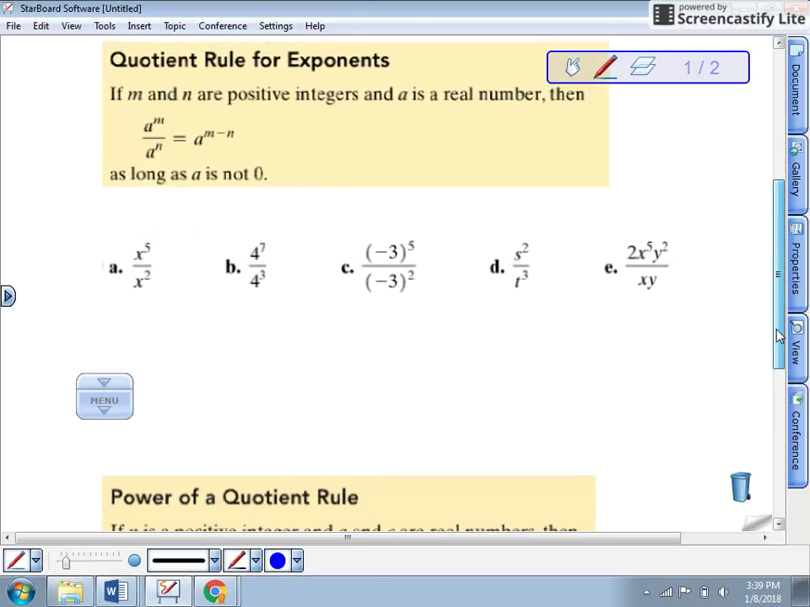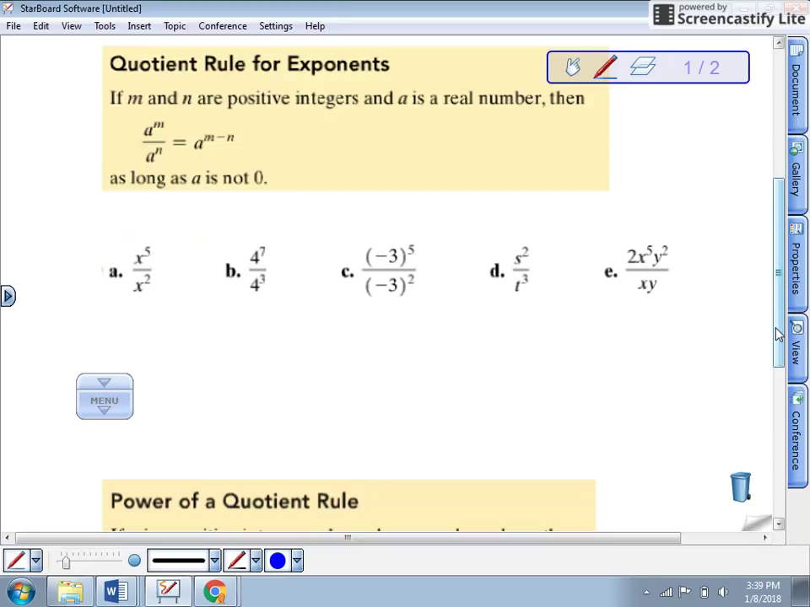So here are some quick examples. Again, common base of x. If we look at the first one, you just take 5 minus 2, which is 3. So this answer would be x to the third. Again, common base of 4, so I know that 4 is going to be in the answer. Just take 7 minus 3, which is 4. So that's 4 to the fourth. You can keep it as 4 to the fourth, or you can make that into a whole number.